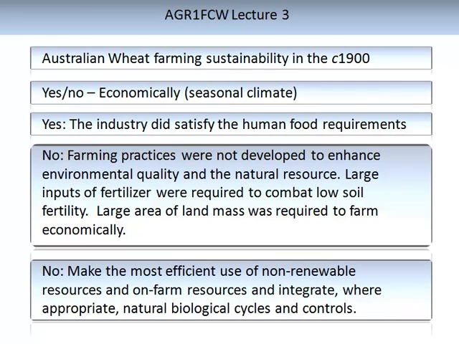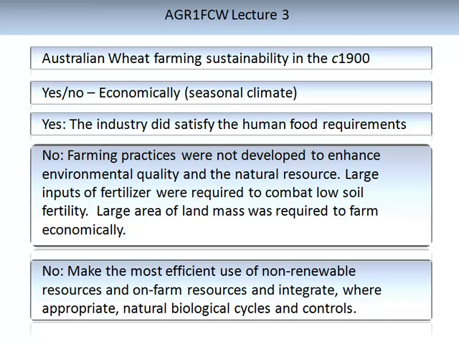So is the Australian wheat farming sustainable in the 19th century? Well, again, it showed aspects of some sustainability. It was mostly economic, although it was very dependent on the season and climate. The industry did satisfy human food requirements. Farming practices were not developed to enhance environmental quality and natural resource. In fact, they did the exact opposite and led to a large amount of soil degradation and issues. Large inputs of fertiliser were required to combat low soil fertility. A large area of land mass was required in order for the farm to run economically. So a big no from the environmental perspective.